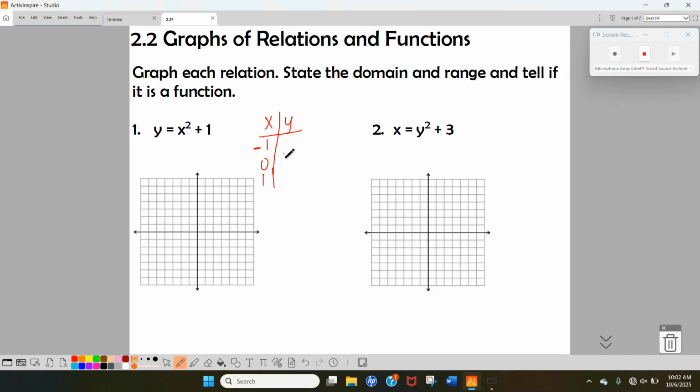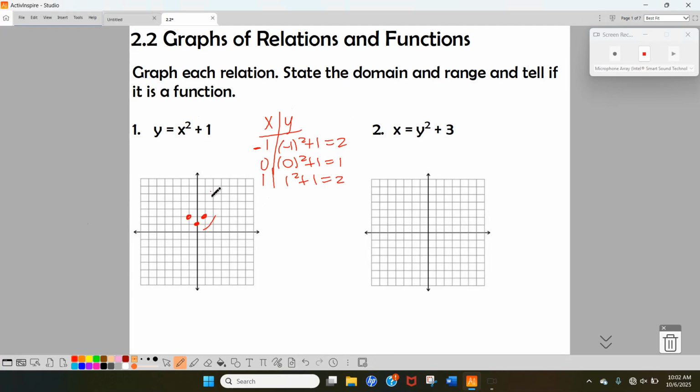So -1 squared plus 1 is going to be 2. 0 squared plus 1 is 1. 1 squared plus 1 is 2. So -1, 2; 0, 1; 1, 2. And we have a U-shaped graph.